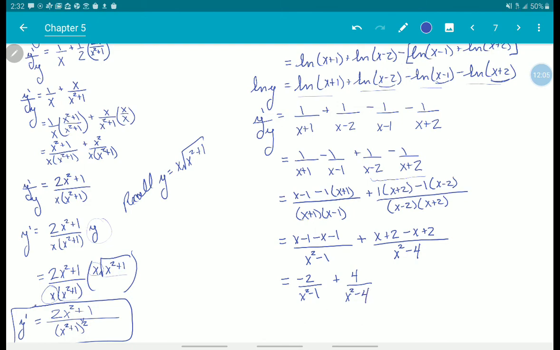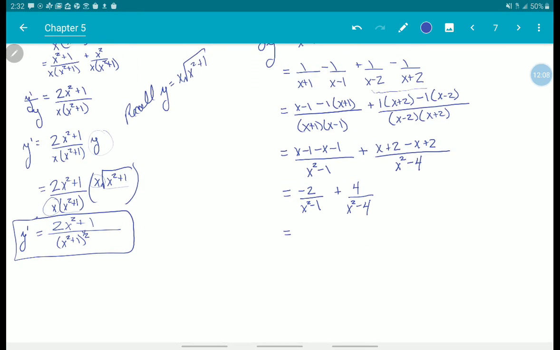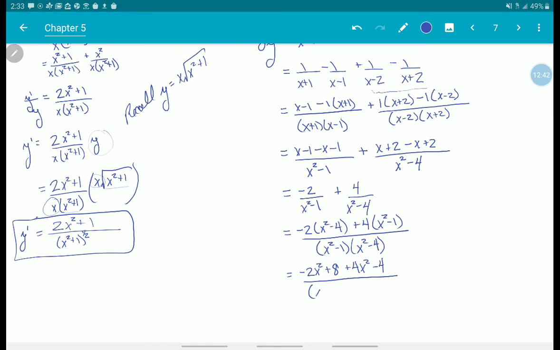Okay, so now we need to put these two together. So this guy needs the x squared minus 4. And the second fraction needs the x squared minus 1 over x squared minus 1, x squared minus 4. I'm not going to multiply those together. So we have minus 2x squared plus 8 plus 4x squared minus 4 over that denominator. So we have 2x squared plus 4 in the top over x squared minus 1, x squared minus 4.